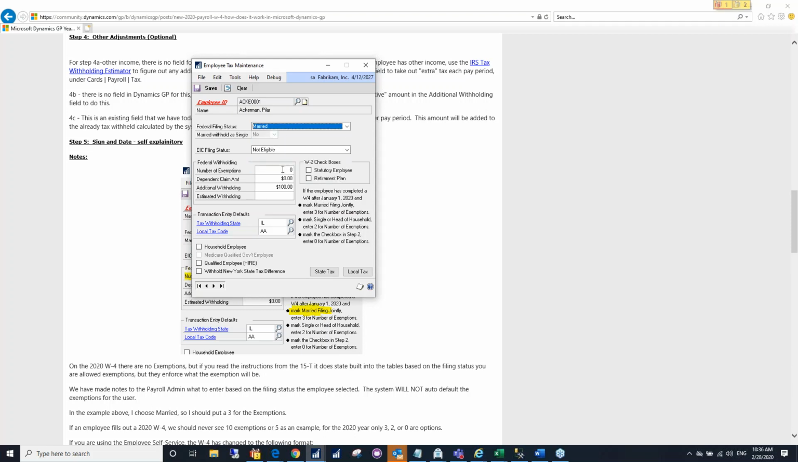Yep. For example, I'm married, and I always filed 0, you know, for me, because we want the most taxes taken, right? But my understanding is, if I did fill out a new W-4, I can't be married in 0. I have to put a 3 in here per the 15T instructions.